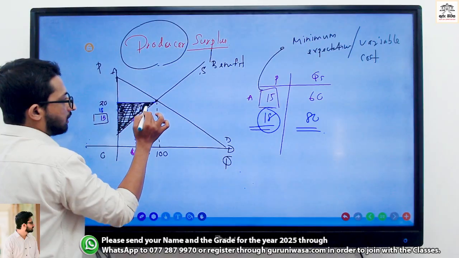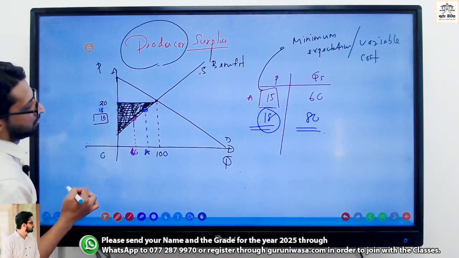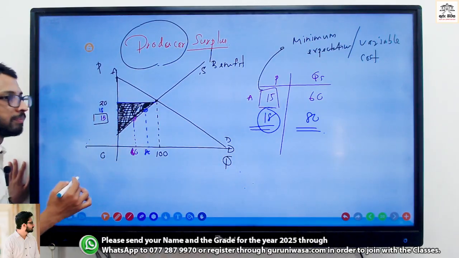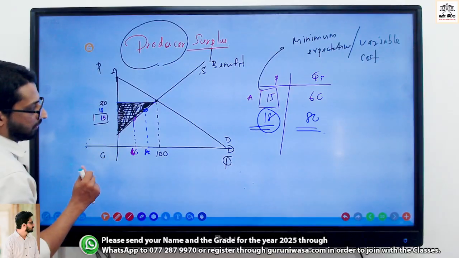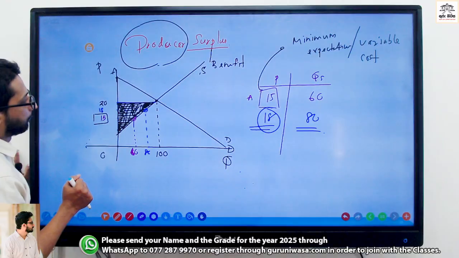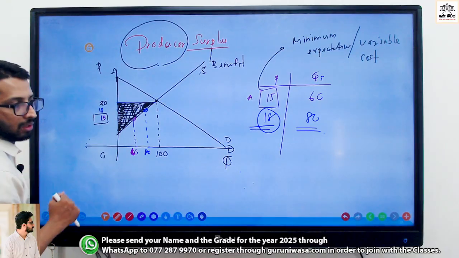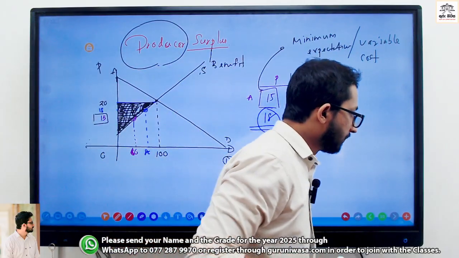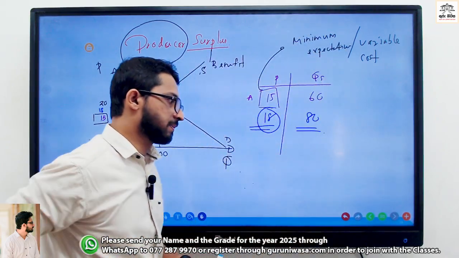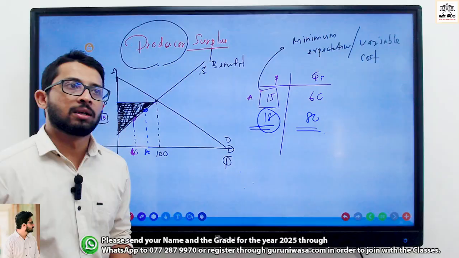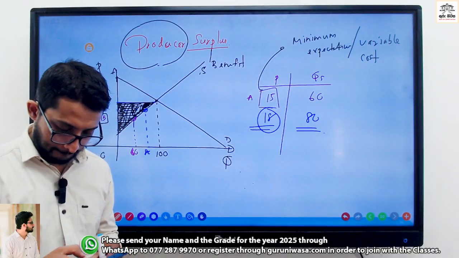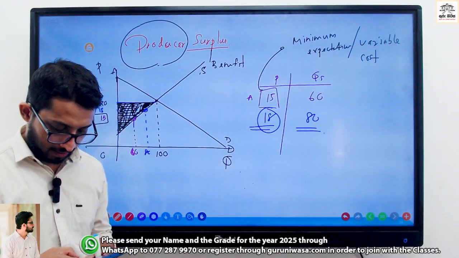So this is called producer surplus, right? Shall we write down the definition, Lamai, for producer surplus? Any doubt, Sanuli? No, sir.